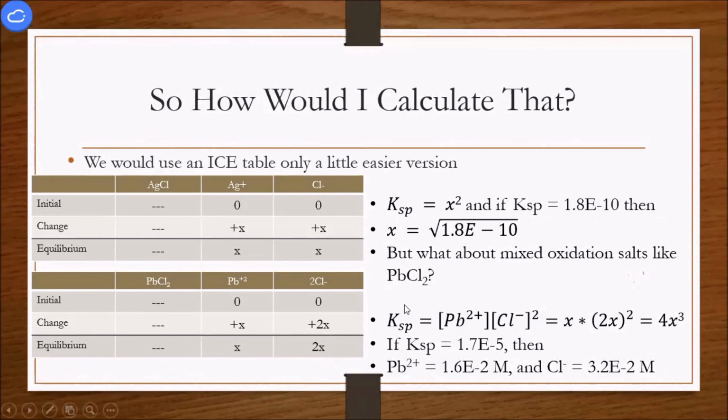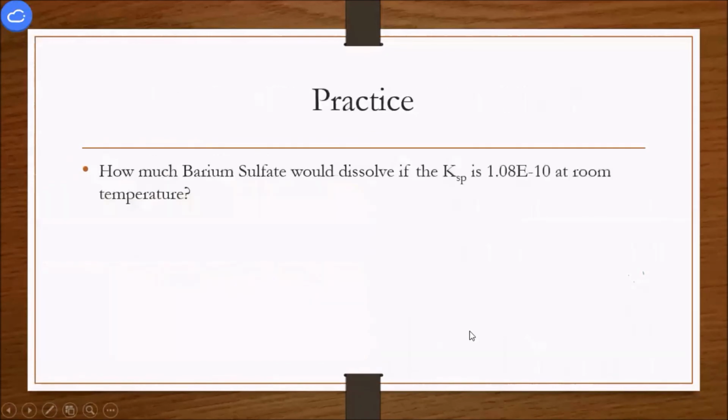But you're essentially solving for an x of the situation. It's a very easy KSP. The hardest part is thinking about this KSP and forgetting about our acids. It's the products without the reactants, but it's not really that hard if we break it down. So let's look at barium sulfate. How much barium sulfate would dissolve if the KSP is 1.08 times 10 to the negative 10th at room temperature?